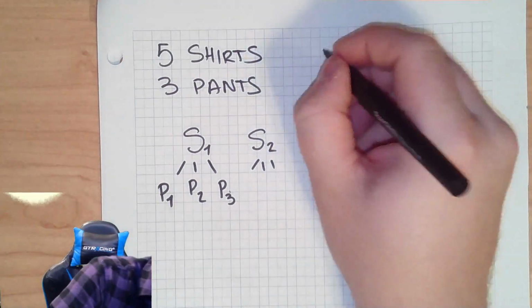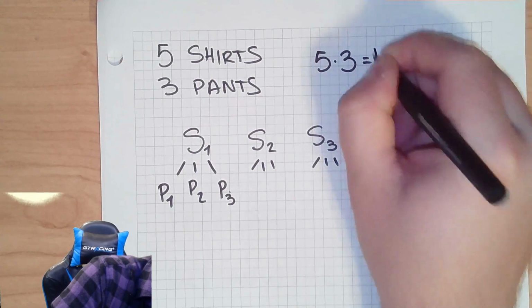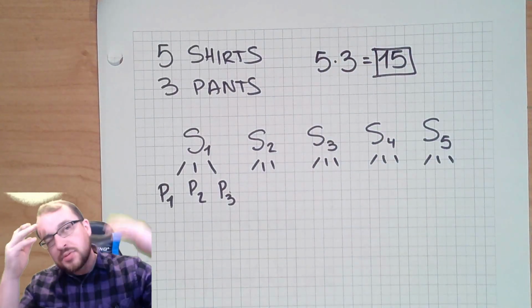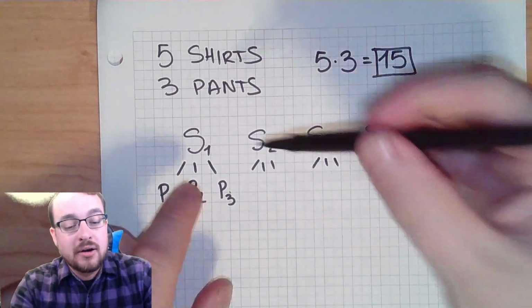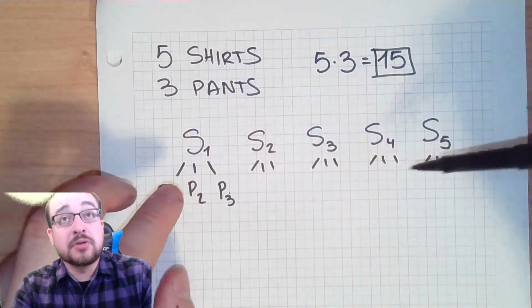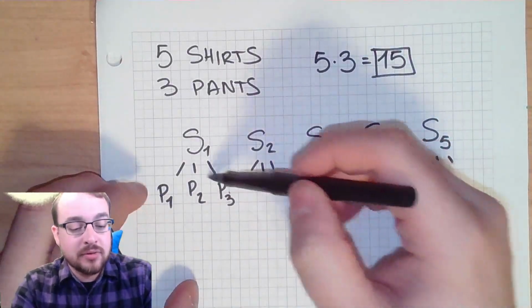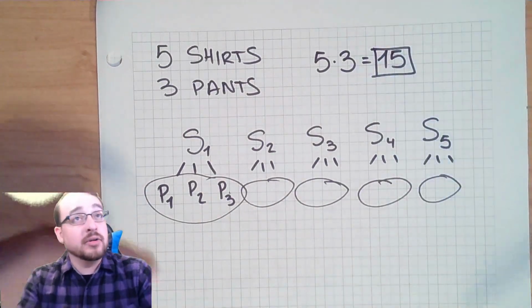So you'll notice that the way I come up with that is I do 5 times 3 is 15. Don't memorize that, oh, I'm supposed to multiply or whatever, right? Think about why we're multiplying. We have 5 groups of 3. That's what's going on here. I have a group of 3 here, a group of 3 here, a group of 3 here, a group of 3 here, a group of 3 here. So I have 5 groups of 3.